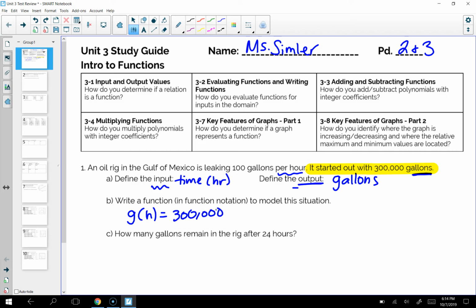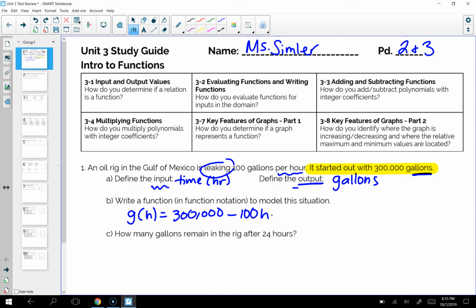gallons. Now what's happening? It's leaking. So leaking means we're losing. So we're going to subtract 100 gallons every hour. Okay, so that is our function. Now it wants to know how many gallons are going to remain in the rig after 24 hours. Okay, so what does that mean? That means we are going to plug in 24 for our H.